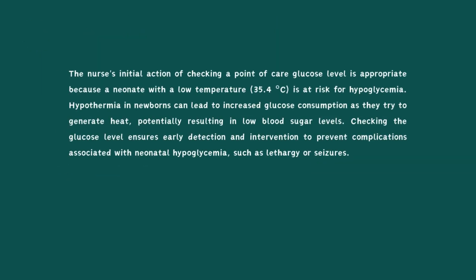The nurse's initial action of checking a point-of-care glucose level is appropriate because a neonate with a low temperature, 35.4 degrees Celsius, is at risk for hypoglycemia. Hypothermia in newborns can lead to increased glucose consumption as they try to generate heat, potentially resulting in low blood sugar levels. Checking the glucose level ensures early detection and intervention to prevent complications associated with neonatal hypoglycemia, such as lethargy or seizures.